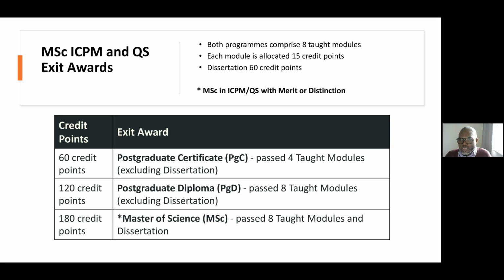If a student has accumulated 120 credit points, they graduate with a postgraduate diploma. They've passed all 8 taught modules, excluding the dissertation. If a student has accumulated 180 credit points, they graduate with a Master of Science, and that means they've passed all the 8 taught modules, including the dissertation.